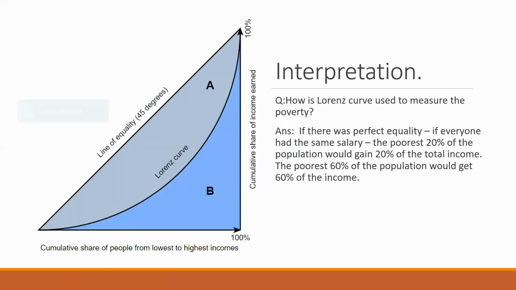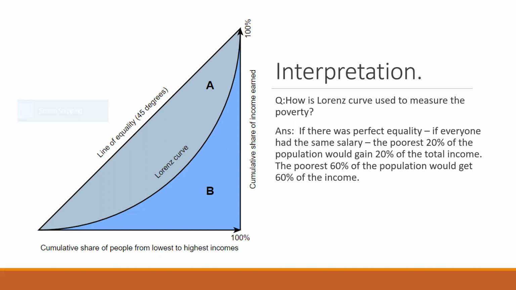Here is the curve. On the x-axis, we have the cumulative share of people from lowest to highest incomes, and on the y-axis, we have the cumulative share of income earned. There is a line of equality, and then the Lorenz curve is shown by the line B. So how do we interpret this curve? The question is, how is the Lorenz curve used to measure poverty?